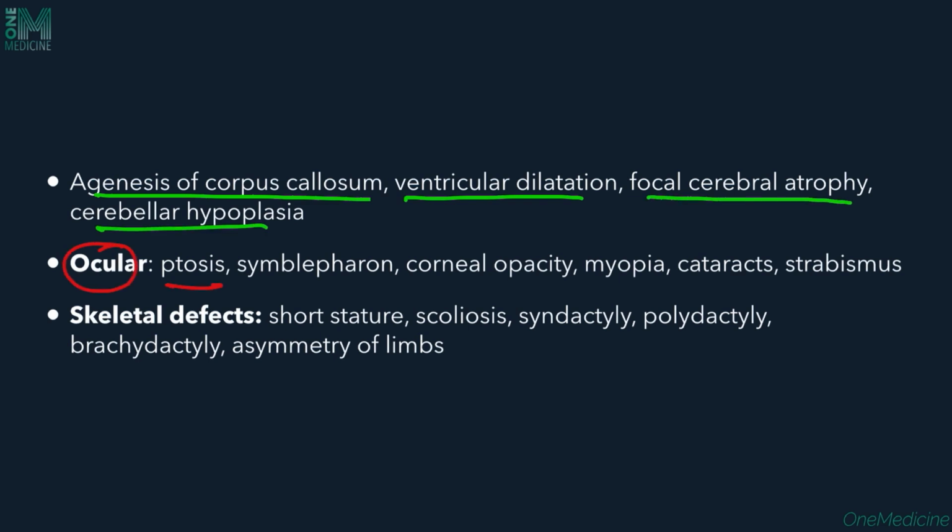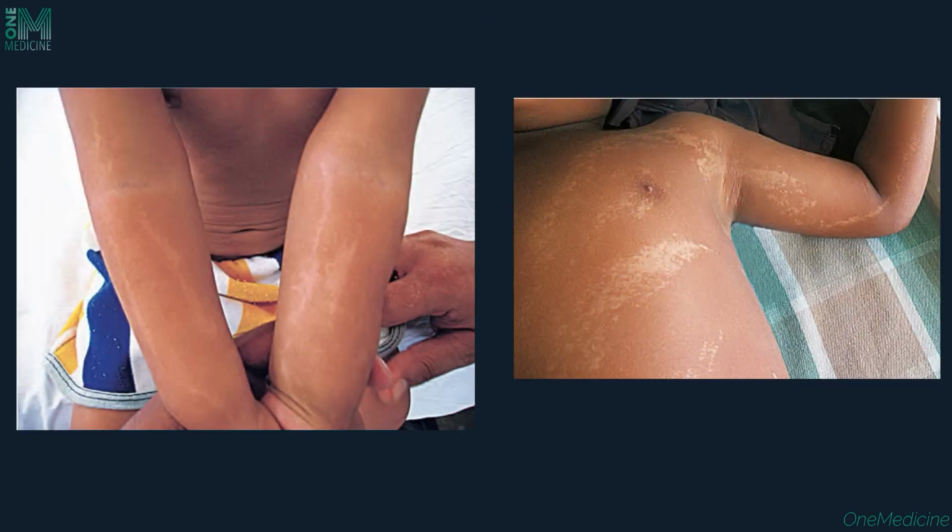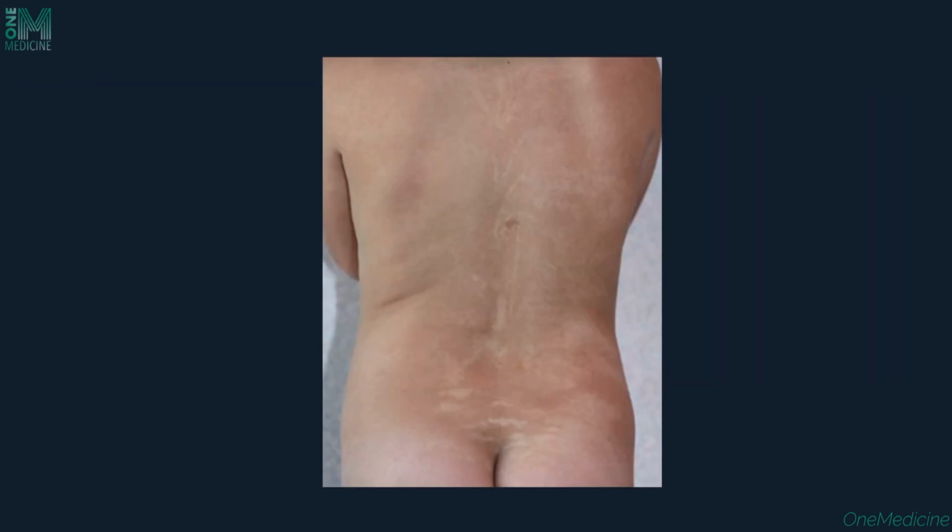Ocular features like ptosis, symblepharon, corneal opacities, myopia, cataract, and strabismus can be present. Skeletal abnormalities like short stature, scoliosis, syndactyly, polydactyly, brachydactyly, and asymmetry of limbs are present. So if the patient has whorls and streaks of pigmentation along with CNS, ocular and skeletal features, then we think about hypomelanosis of Ito. Here you can see the whorls and streaks of pigmentation which follow the lines of Blaschko in a marbling pattern. On the back side you can see the pigmentation.